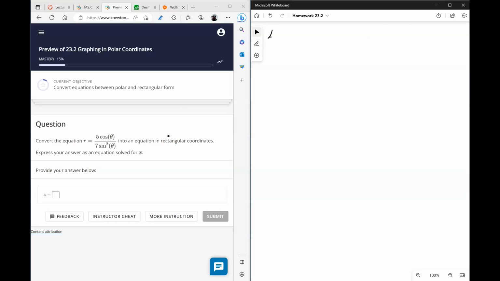Now we are asked to move in the opposite direction, and let's undo what we just did. So we have r equals 5 cosine theta divided by 7 sine squared theta. I'm multiplying both sides by 7 sine squared theta. So we have 7r sine squared theta is equal to 5 cosine theta.